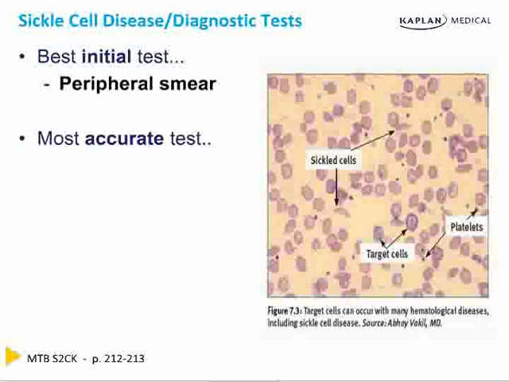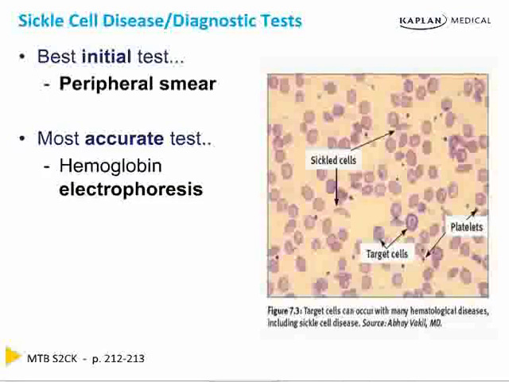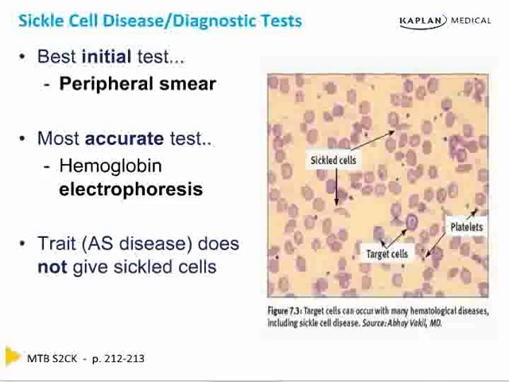Now, can a sickle cell smear tell you the difference between the heterozygote and the homozygote? Can I tell you whether it's a trait or sickle cell disease from the smear? The answer is yes, you can. Interestingly, if you thought no, that's very common as a wrong answer. See, sickle cell disease gives sickled cells. But trait, the heterozygote, is hematologically normal. You don't have sickle cells in trait. Period. That's it. The most accurate test is a hemoglobin electrophoresis. Because trait will not give sickled cells, you have to do the electrophoresis to see if somebody's got a trait.